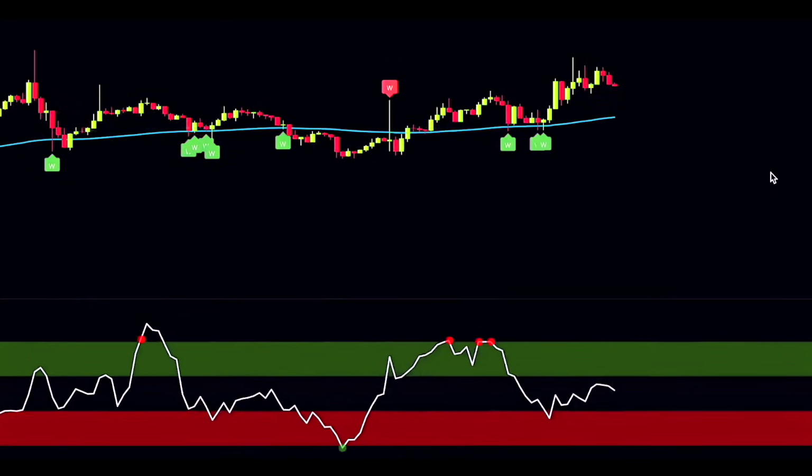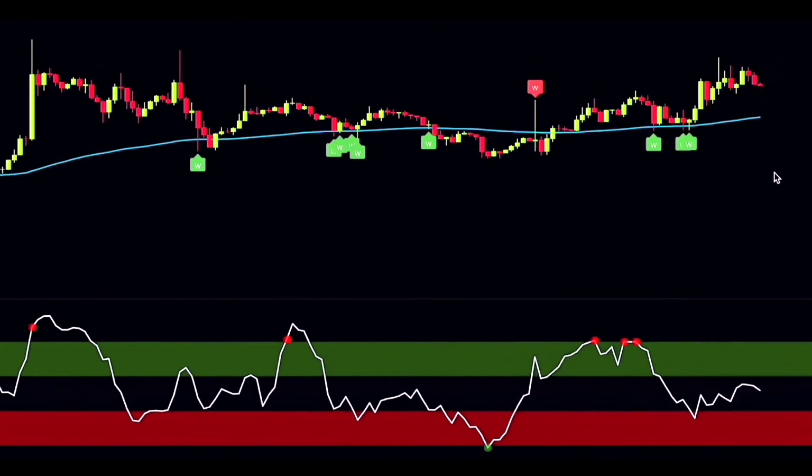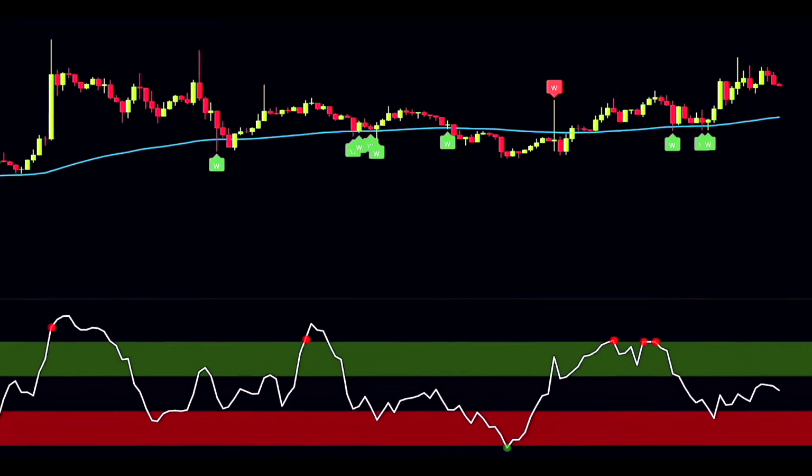The MFI is an oscillator that tracks money flowing in and out of an asset. It's similar to RSI, but it also includes volume data, so it's more accurate. Traders use it to spot overbought and oversold conditions.